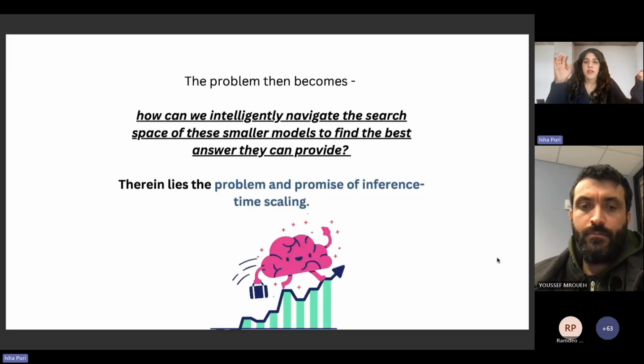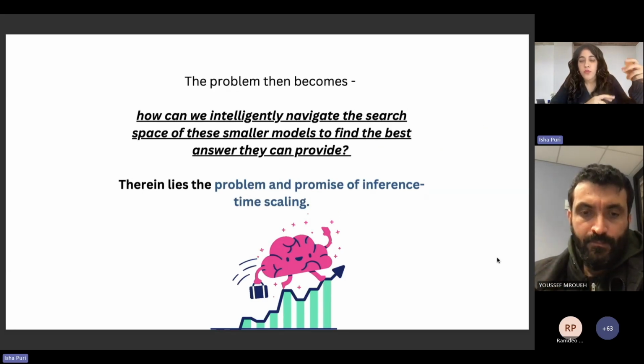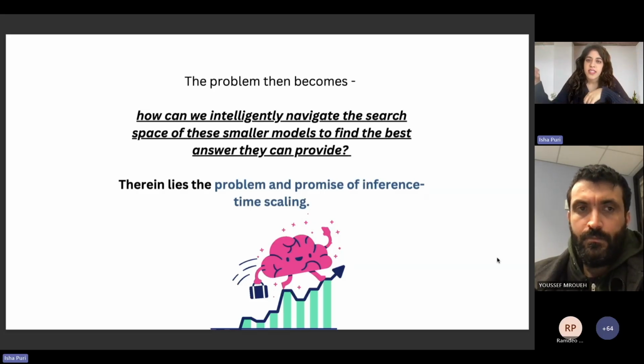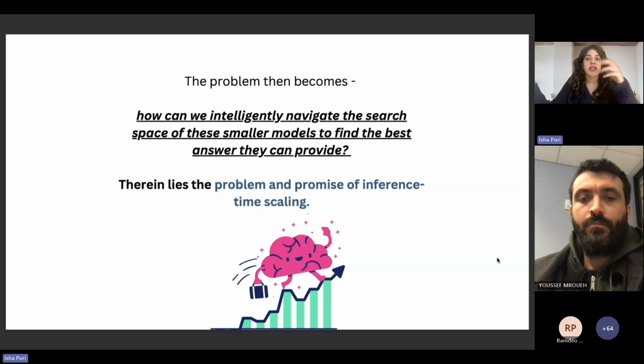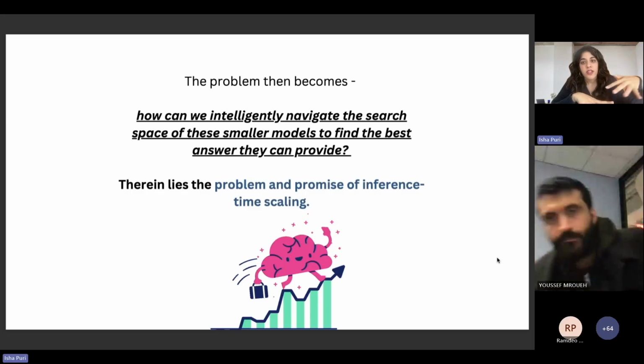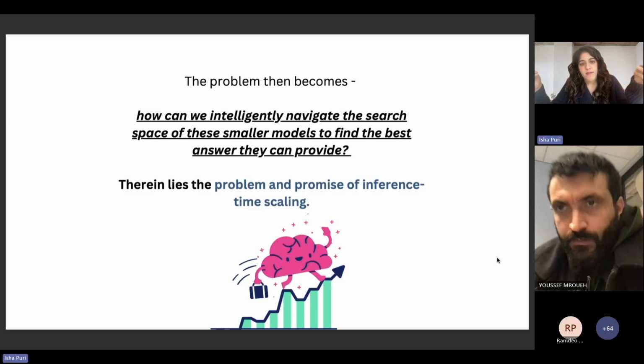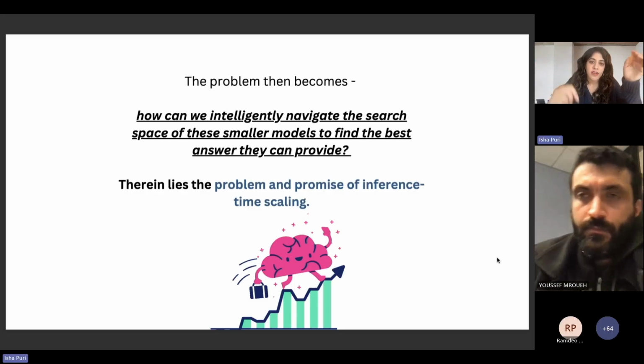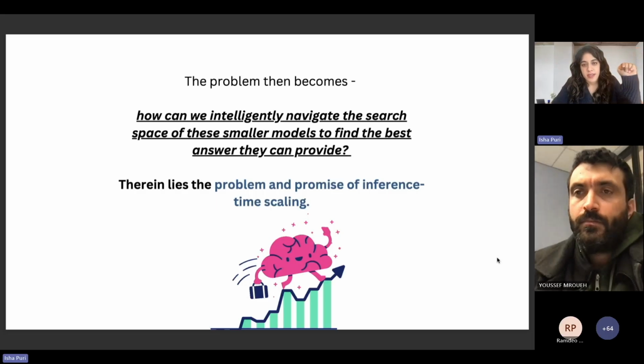So this problem now becomes different than a traditional language model problem, right? A traditional language model training problem would involve how do we take a language model and inherently make it the best model possible. On the other hand, inference scaling is now this question of how can we intelligently navigate the search space that these smaller models provide to find the best possible answer that they have. So this kind of tells you the problem and promise of inference time scaling.